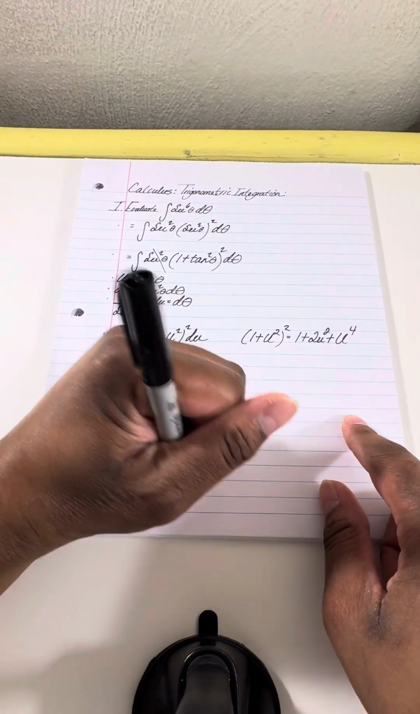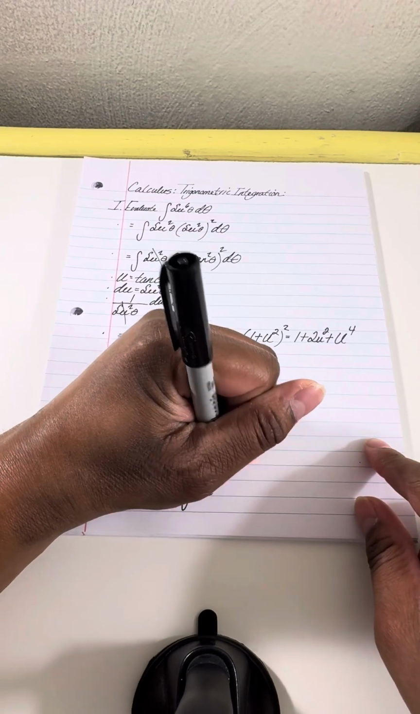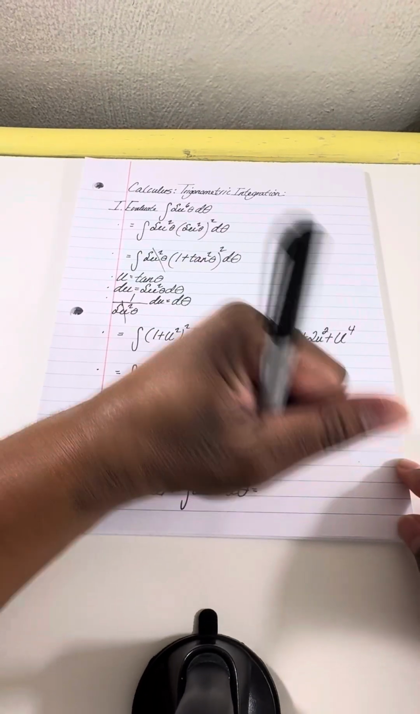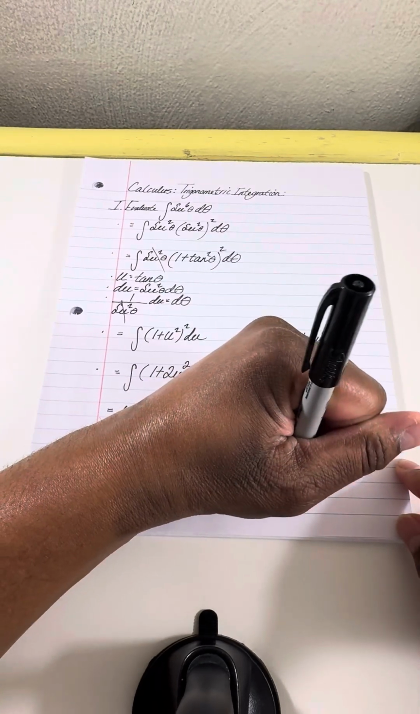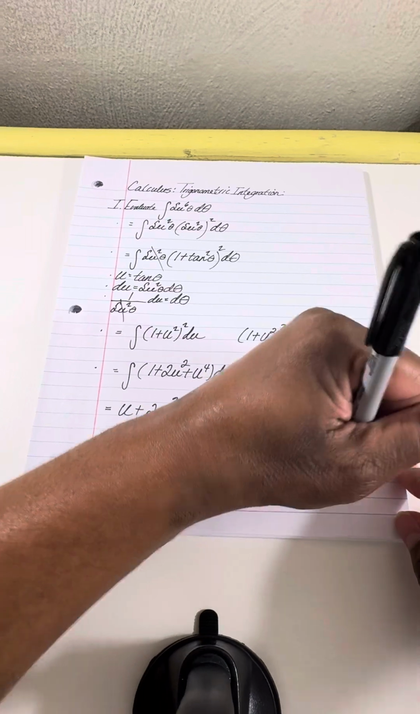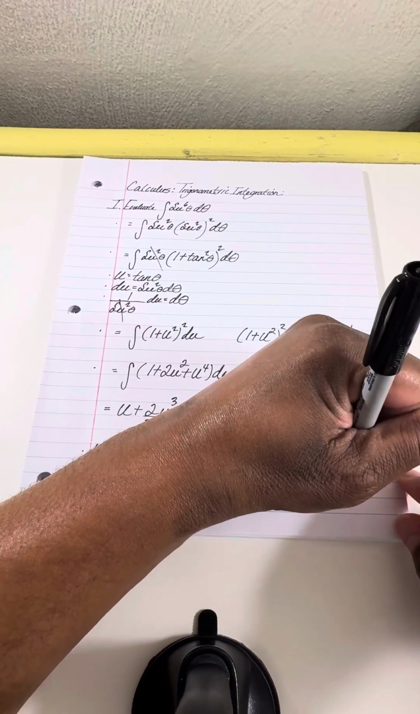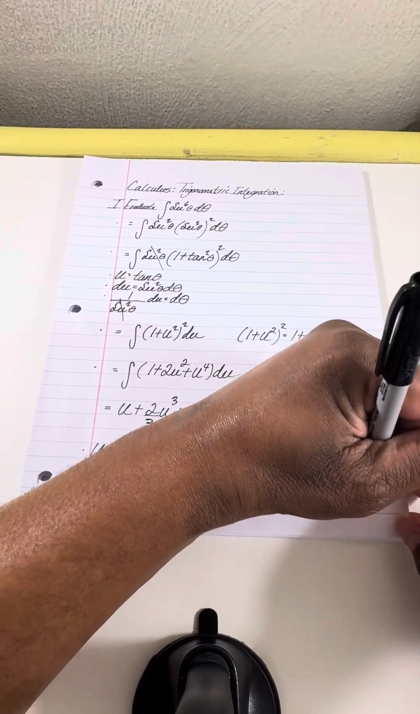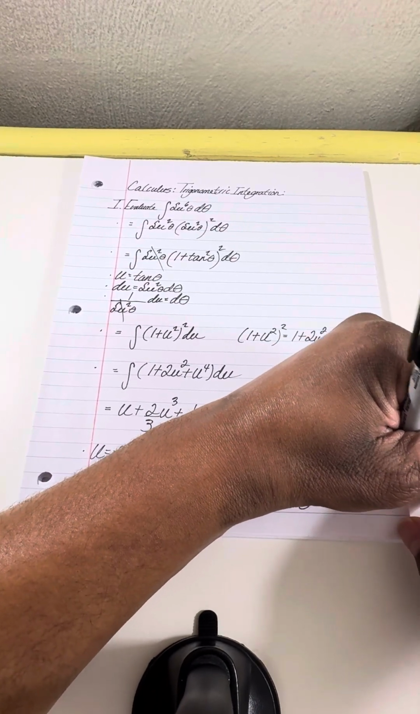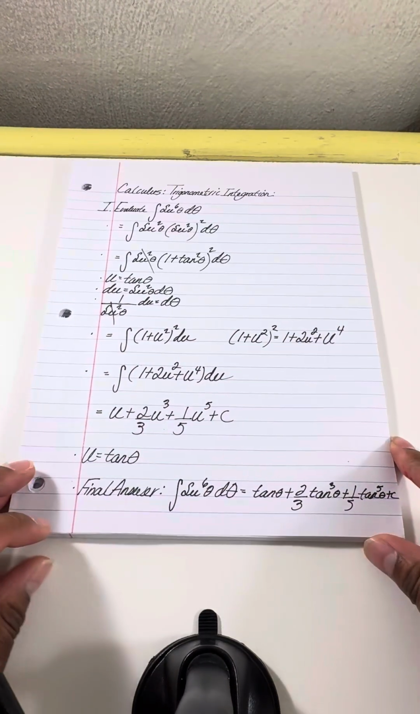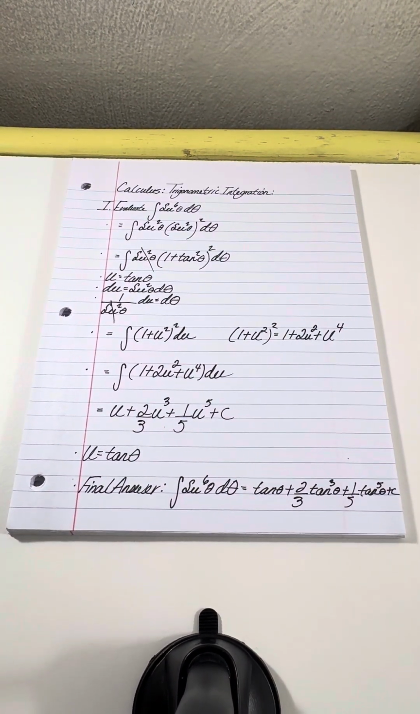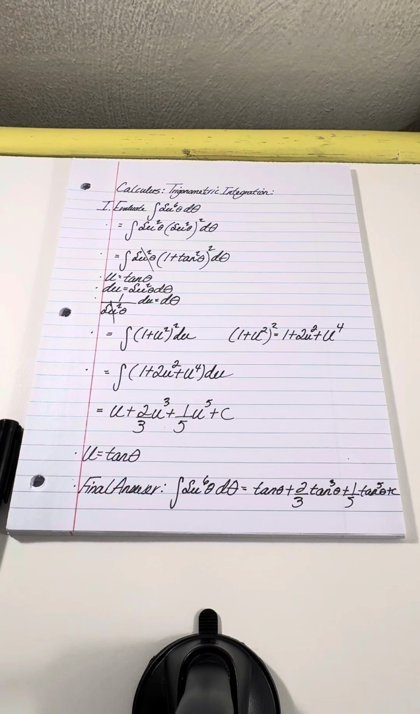So we need to integrate secant to the sixth theta d theta. So I would just write my answer as tangent theta plus 2 over 3 tangent cubed theta plus 1 over 5 tangent to the fifth theta and then plus c. And I was able to get the plus c on the end there. And that'll be the answer. All right, so I'll circle that for you.